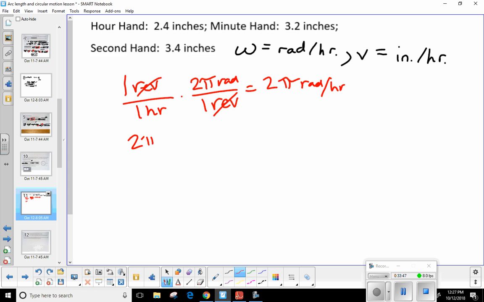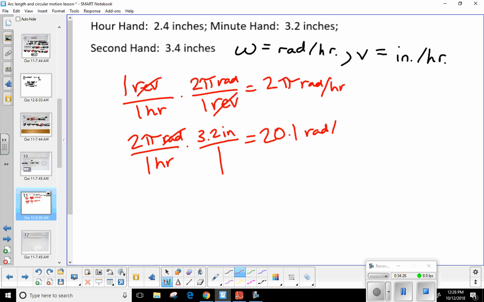2 pi radians over 1 hour. Okay. And in order to get the linear, we got to multiply by what? 3.2. Okay, the length of the minute hand. And we want our answer in inches per hour, so all we got to do is just multiply. This one will take the decimal. Okay. So what is 2 pi times 3.2? 20.1. That is exactly right.